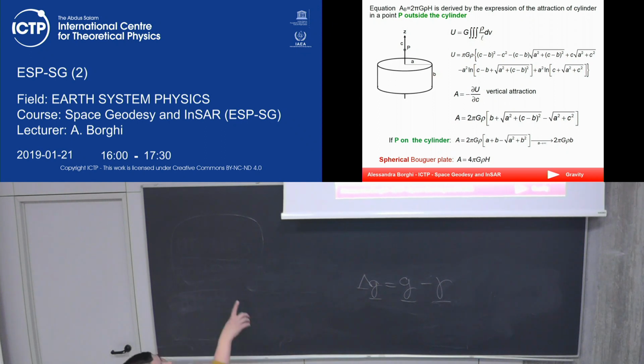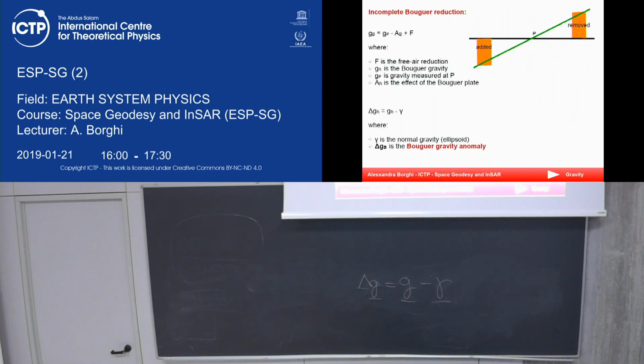And after, you can think that the dimension of this cylinder goes to infinity. Okay, B here is the height of the cylinder. In our case, it is the height of the point.